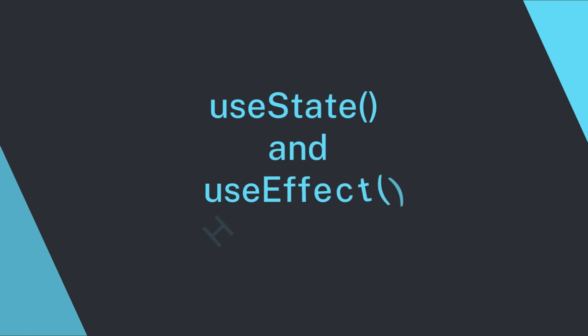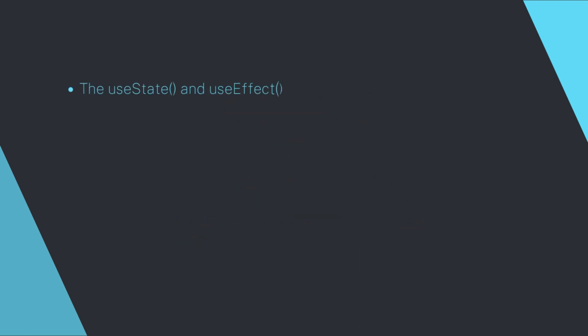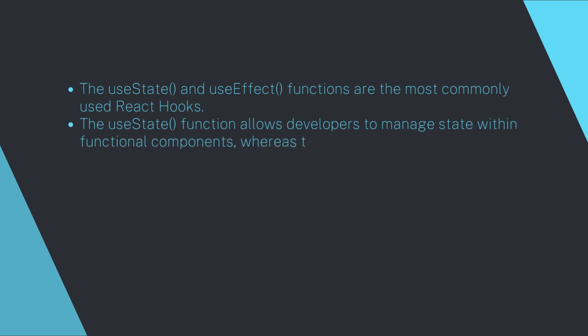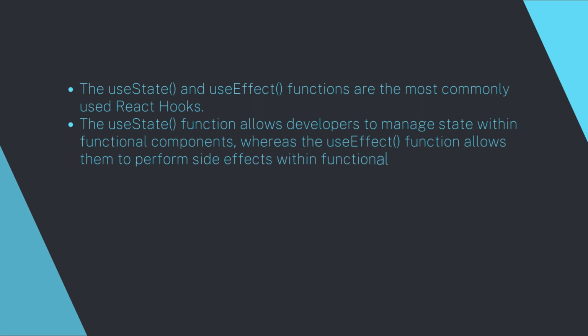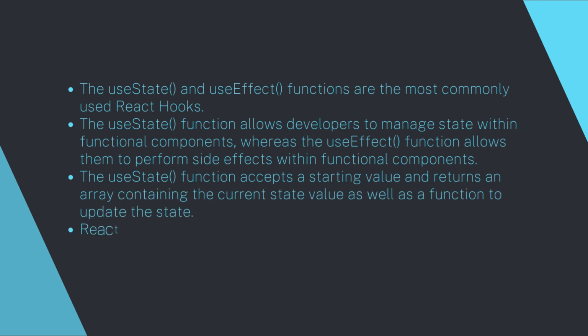Now, let's talk about useState and useEffect hooks in React. The useState and useEffect functions are the most commonly used React hooks. The useState function allows developers to manage state within functional components, whereas the useEffect function allows them to perform side effects within functional components. The useState function accepts a starting value and returns an array containing the current value as well as a function to update the state.